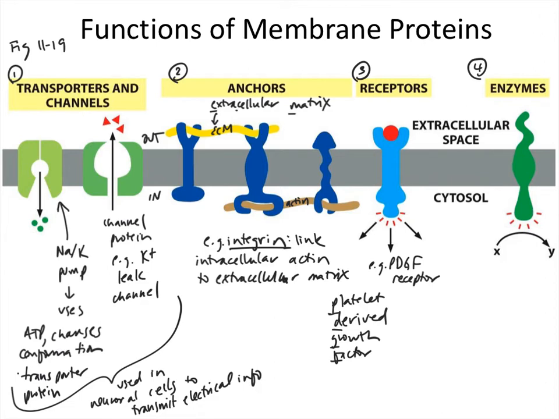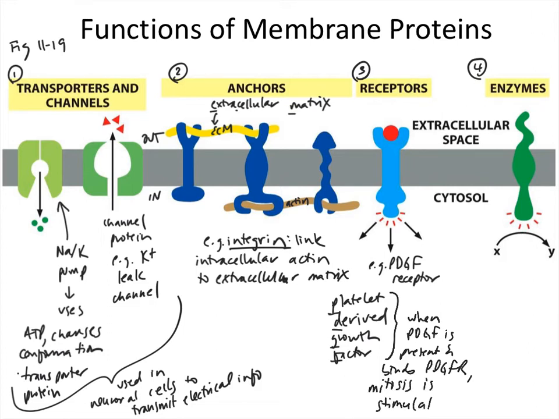Basically the deal is, when PDGF is present and binds PDGFR, its receptor, it stimulates mitosis, which is a type of cellular growth, hence the growth factor. We will hear about a variety of different types of growth factors throughout the semester, and usually the first part of their name tells us what sort of cell type they operate in.